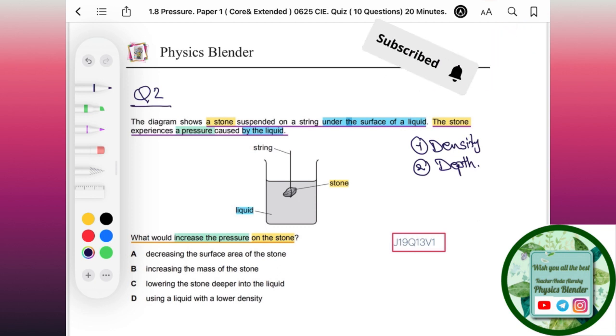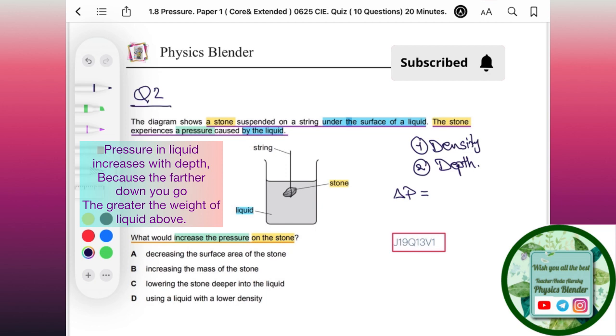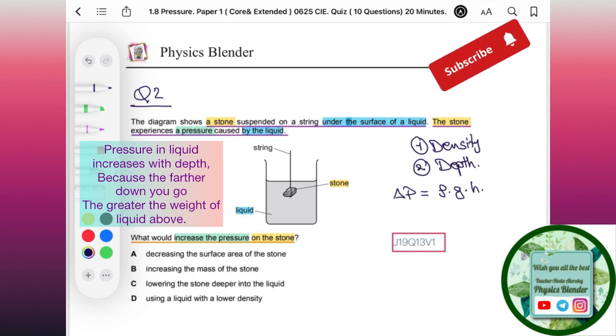For extended candidates, they know the equation: pressure difference is equal to rho g h. So as the density increases, a denser liquid causes higher pressure, and as the depth of liquid increases, the pressure will also be more. What are the choices we have here?